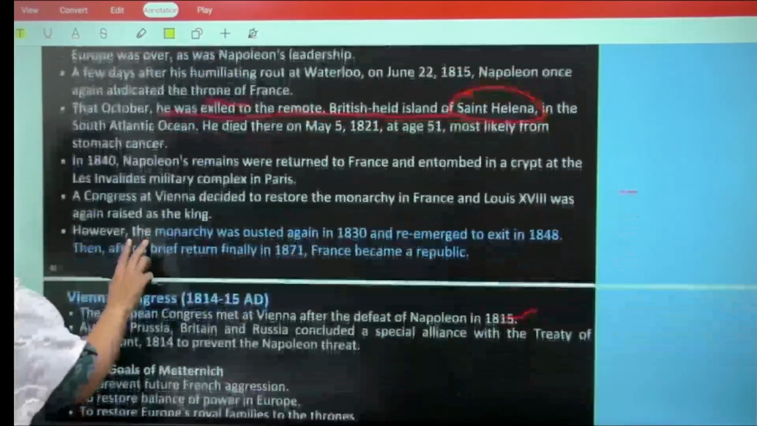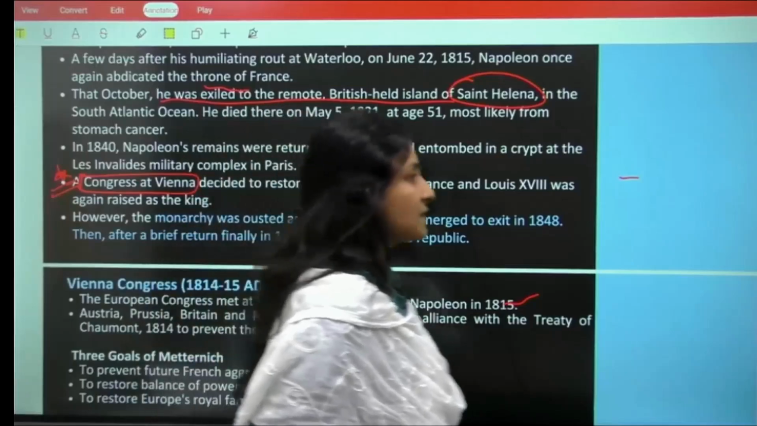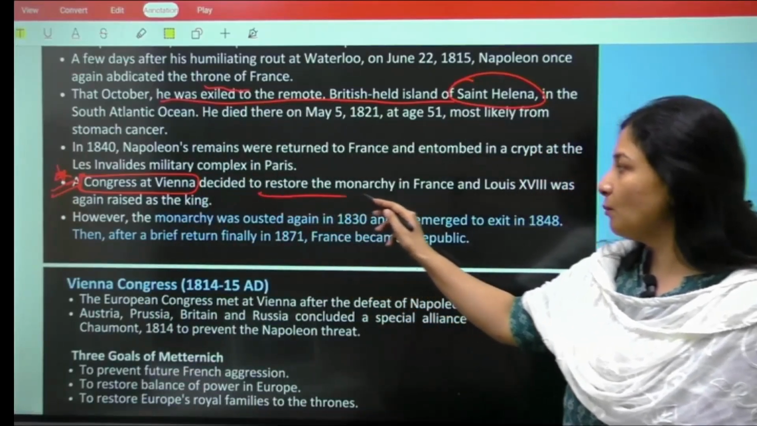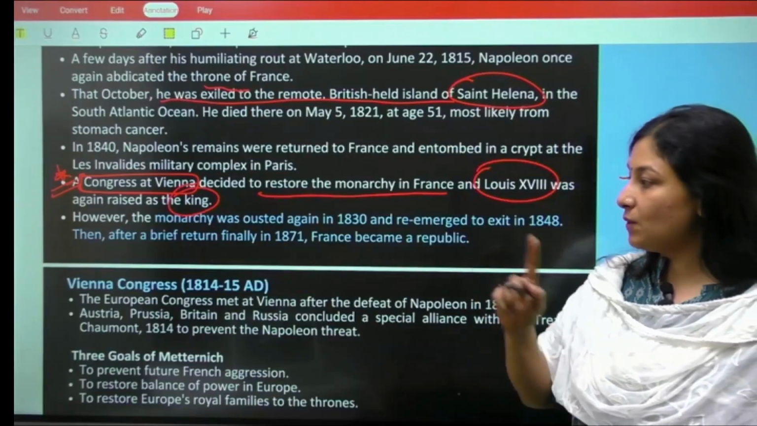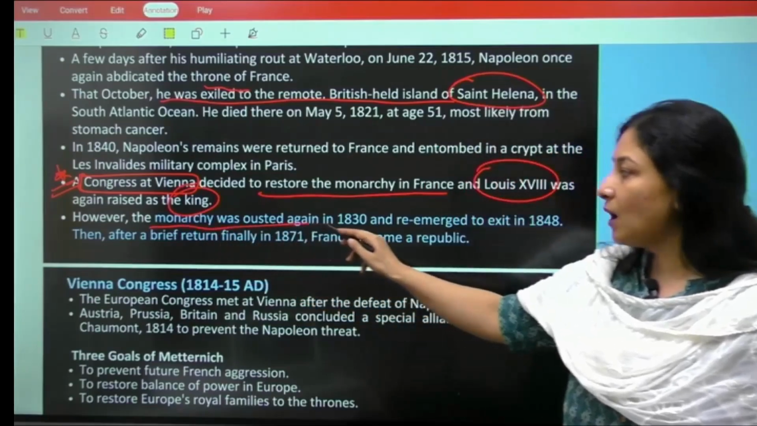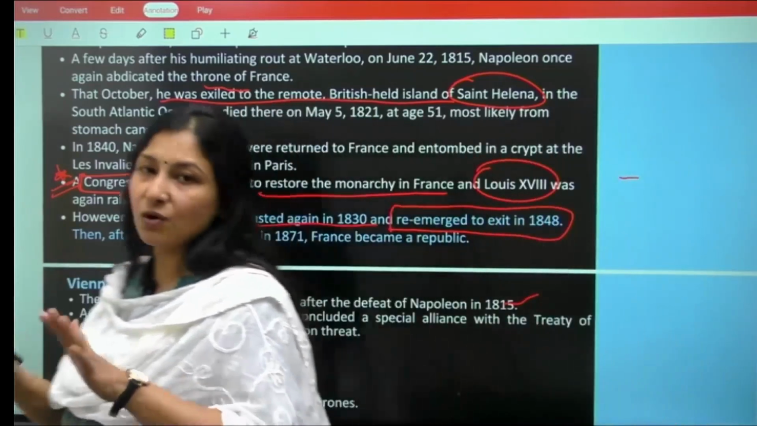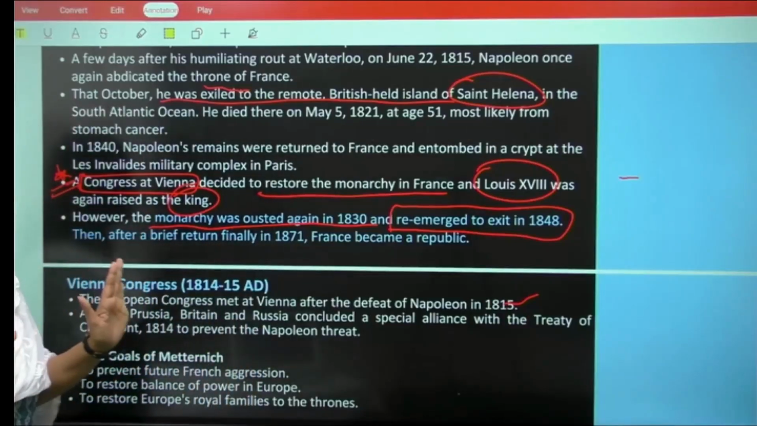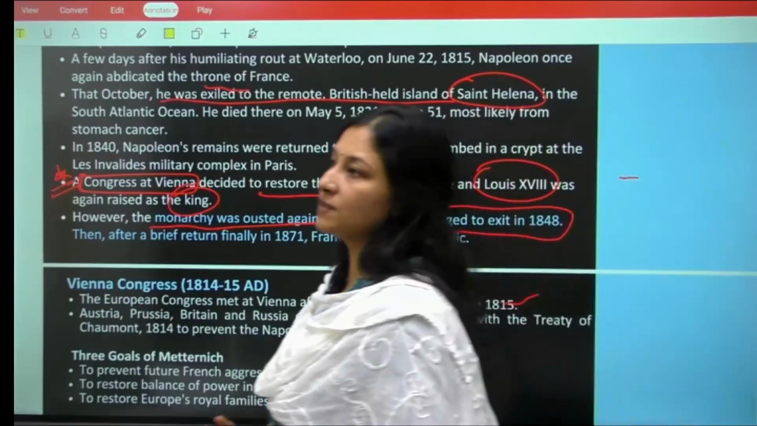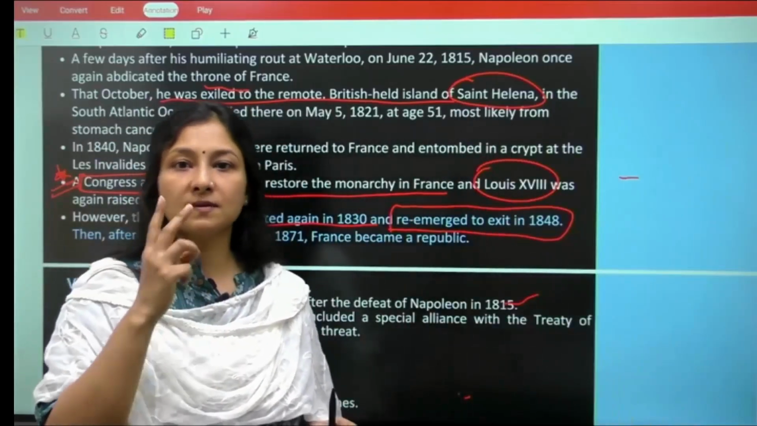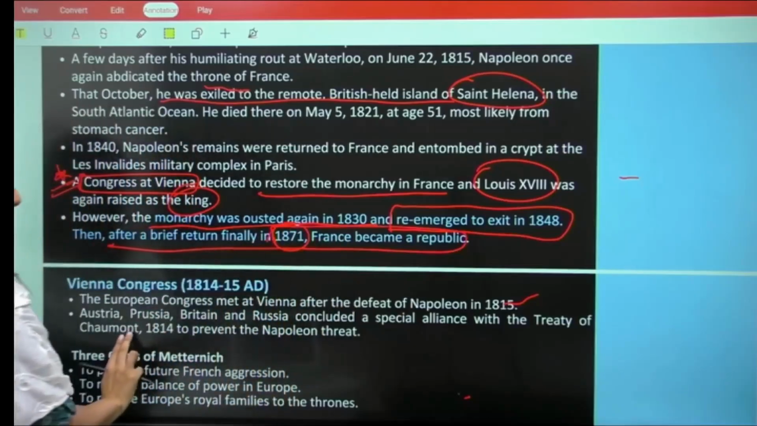And what happened? A Congress at Vienna, right? This is important in our world history. The Congress of Vienna decided to restore the monarchy in France, and Louis XVIII was again raised as the king. We'll see what the Congress of Vienna is. However, the monarchy was ousted again in 1830 and re-emerged in 1848. Now, this is not very important for your exam relevance because it is not your optional class. Had you been an optional history student, yes. But all these political turmoils are not important. I've already mentioned causes, consequences, and events. After a brief return, finally, in 1871, France became a republic.